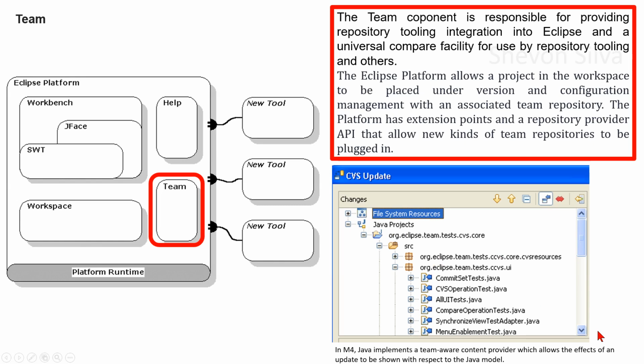You must enable the perform client side merges on update preference on the Team, then CVS, then Work in Progress preference page. There are 3 steps required to create a team-aware content provider. Step 1, create an extension to the org.eclipse.ui.navigator.navigatorContent extension point. Minimally, you will need to provide the content provider and label provider and an enablement rule that matches the appropriate model elements.